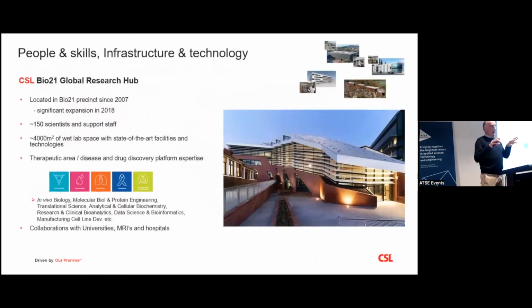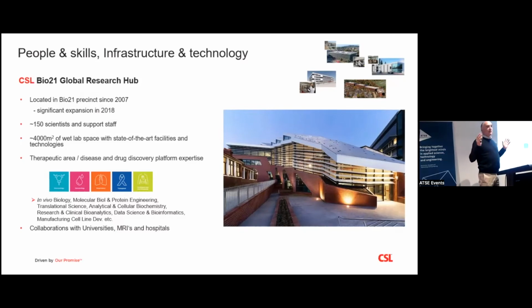Just in terms of our presence here and what we're doing with infrastructure, this is our facility down at Bio21. It's our global hub for research. So this is where most of our scientists are based. This is where we make the biggest investment. There's 150 scientists here. There's 4,000 square meters of wet lab space, and a whole range of groups that you would expect you would need to develop early stage research. So scientists doing science that you will all be familiar with. The science we're doing on the bench at the very early level is no different from the science that's been done within WEHI or the University of Melbourne or Monash.